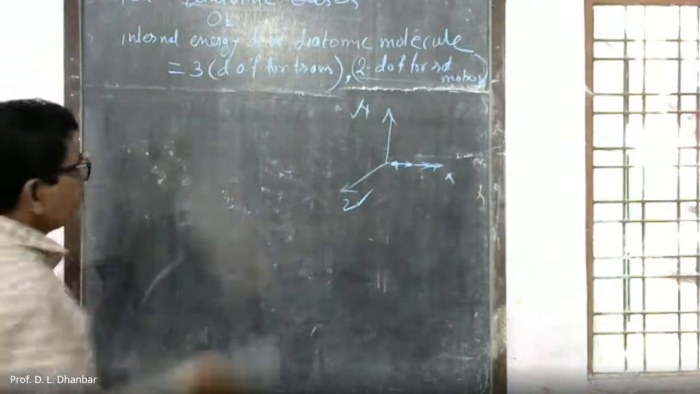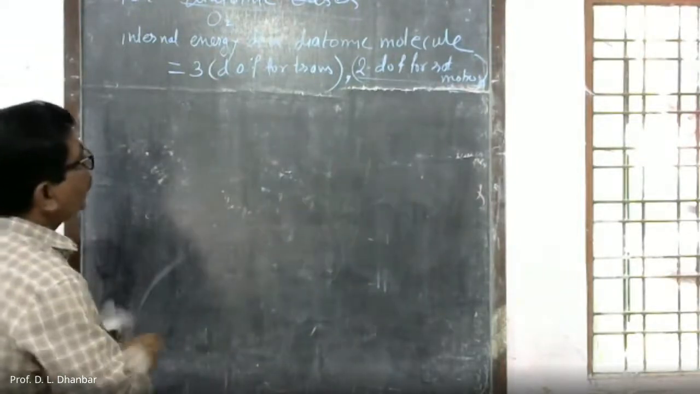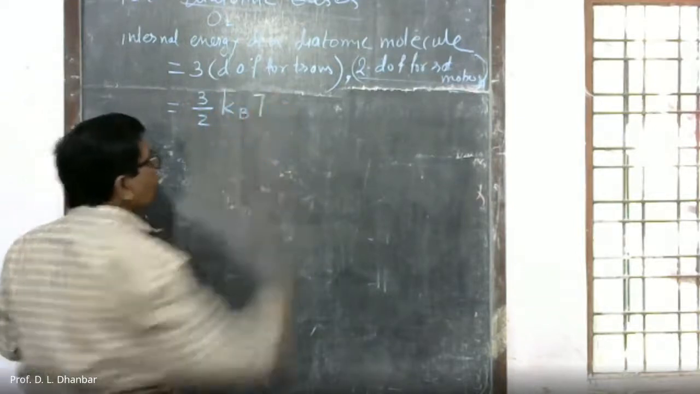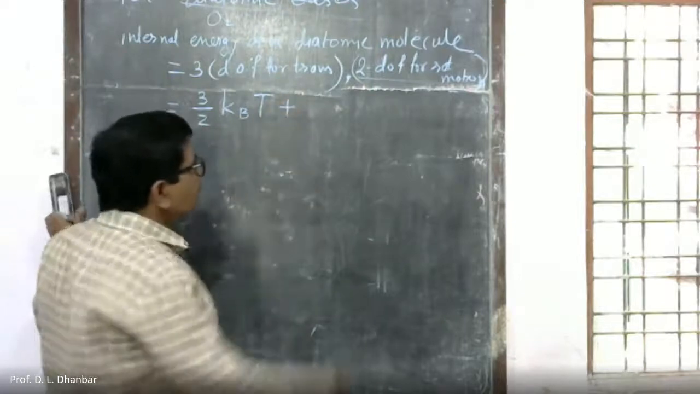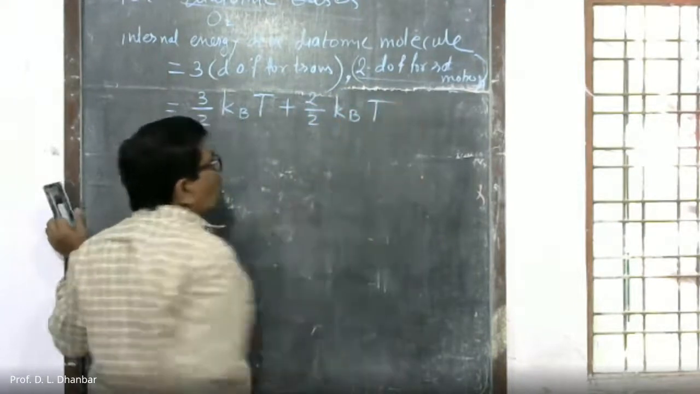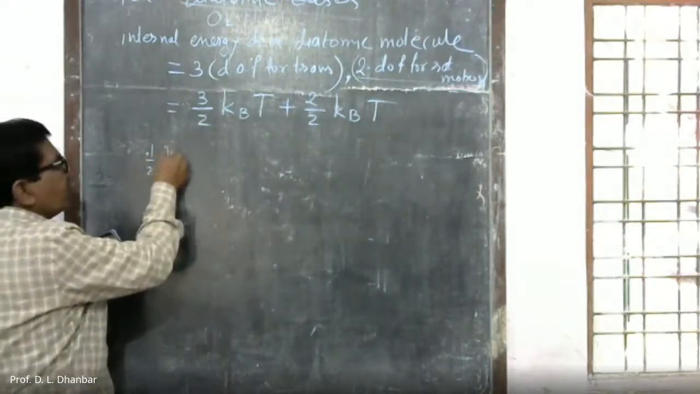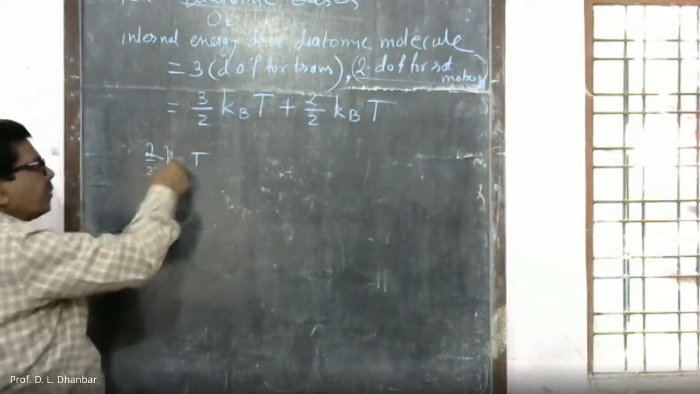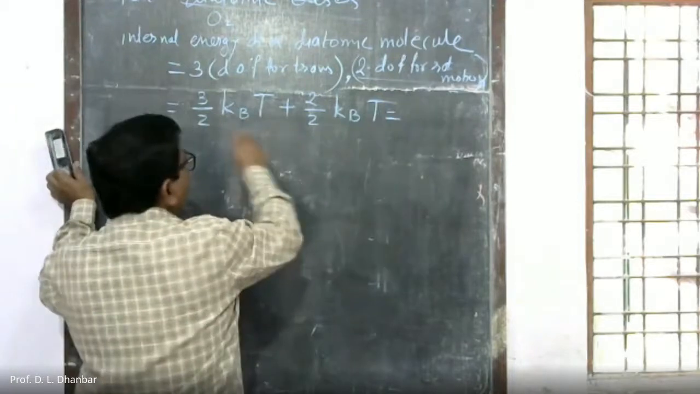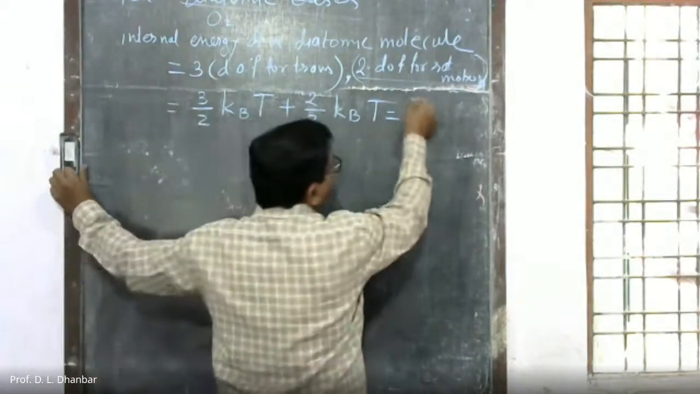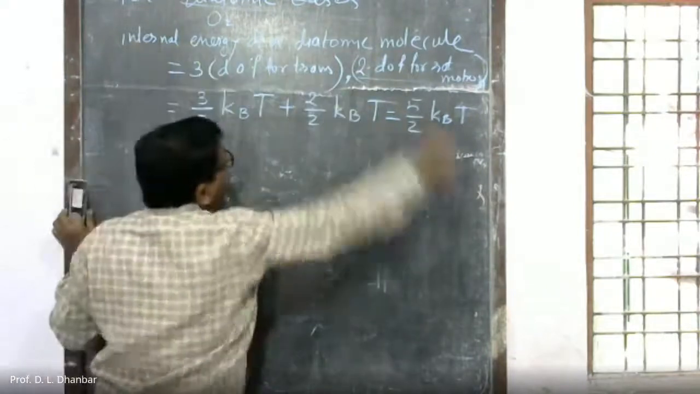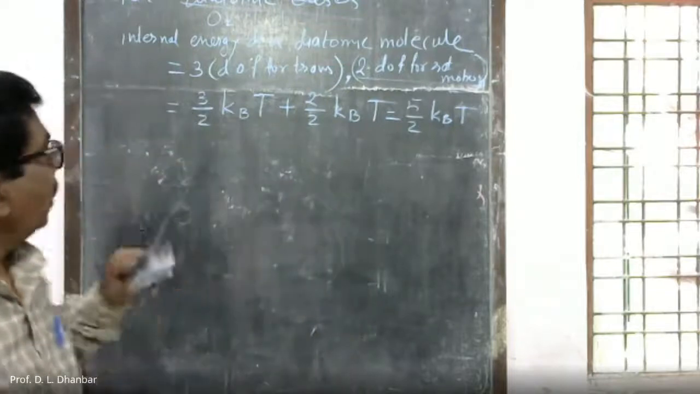So the total energy of a diatomic molecule is given by 3 degrees of freedom, so it will be 3 by 2 kB into T at a given temperature T, plus for 2 degrees of freedom for rotational motion, 2 by 2 kB into T. For 1 degree of freedom, the internal energy is 1 by 2 kBT, for 2 it is 2 by 2, and for 3 it is 3 by 2 kB T. If you add this, 3 by 2 plus 2 by 2 comes out to be 5 by 2 kB into T. So this is the internal energy of a diatomic molecule.